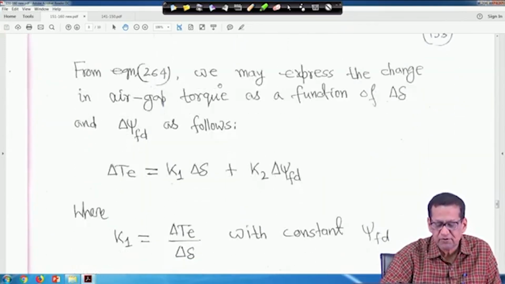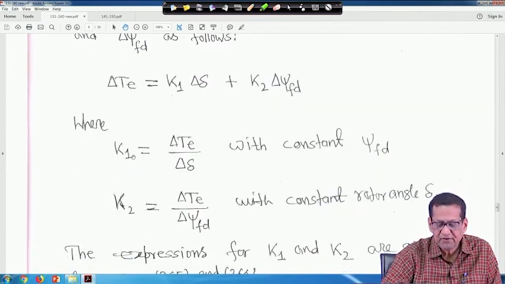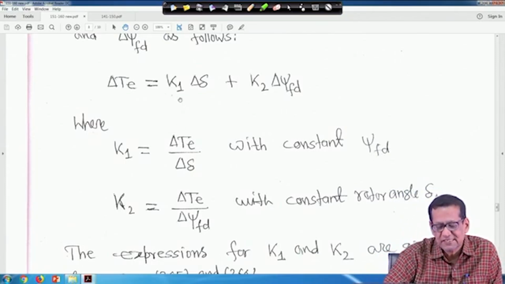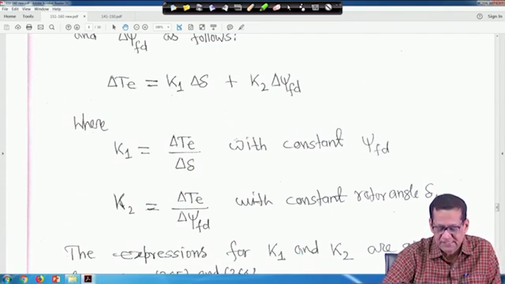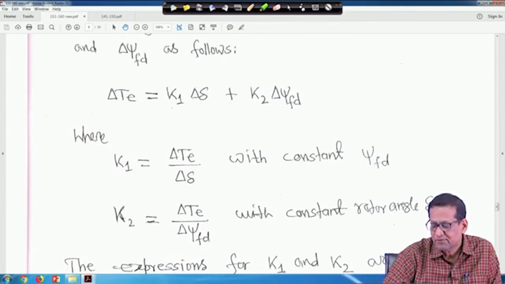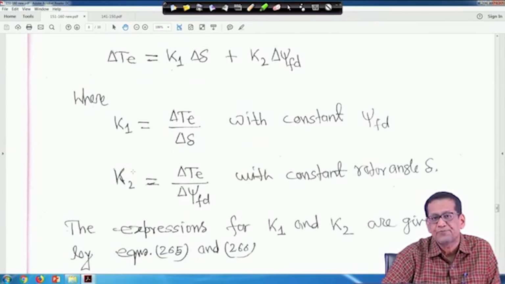From equation 264, we may express the change in air gap torque as a function of delta delta and delta psi FD as follows. This we have developed: delta T is equal to K1 delta delta plus K2 delta psi FD, right. Now, K1 can be written as delta T upon delta delta with constant psi FD. If psi FD is constant, then delta psi FD will be 0, so in that case K1 will be delta T upon delta delta. Similarly, K2 will become delta T upon delta psi FD with constant rotor angle delta. If rotor angle delta is constant, then delta delta will be 0. Therefore, K2 will be delta T upon delta psi FD. This is the meaning of these two terms K1 and K2, right.